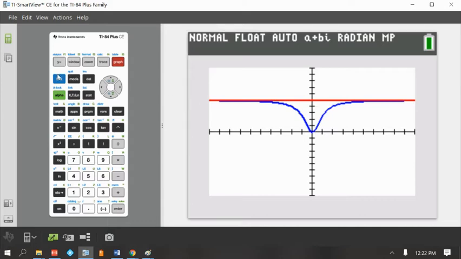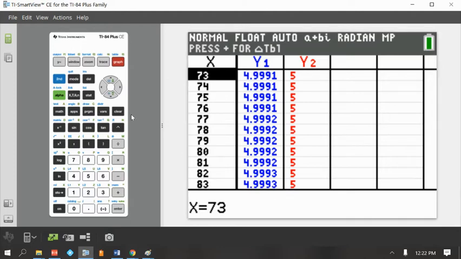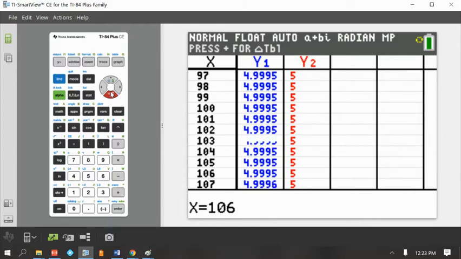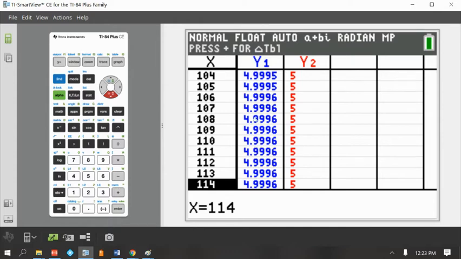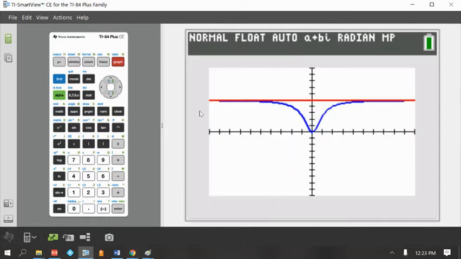And if I were to go back to my table, notice at 83, it's at 4.9993. If I just keep going down, down, down, this graph is getting closer and closer to 5. The y1, remember, is my curve. It's never going to get to 5. Even if I were to jump way out, the horizontal asymptote is 5.